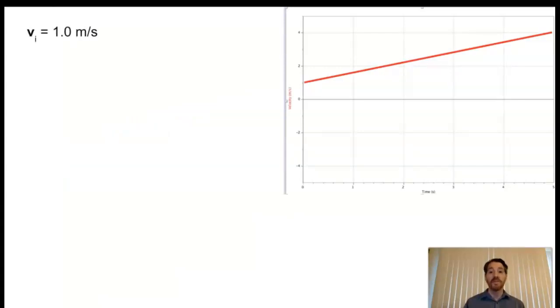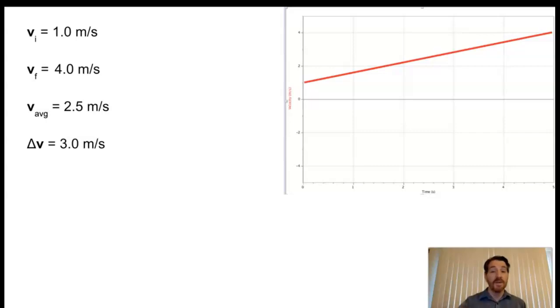I can determine the initial velocity just by reading the graph, 1.0 meters per second. I can determine the final velocity by reading the graph over here. The final velocity, at least for the period of time we have, is that the object got up to 4 meters per second. From those two pieces of information, I could determine the average velocity, which is 2.5 meters per second. I'm just averaging the initial and final velocities. I can determine the acceleration. Well, before I even get to that, I can determine the change of velocity, which is v final minus v initial. So 3 meters per second.